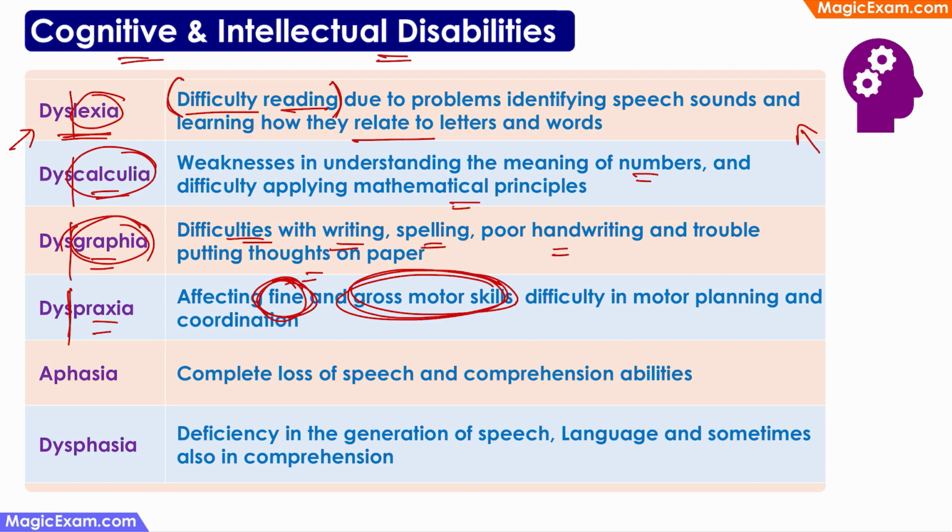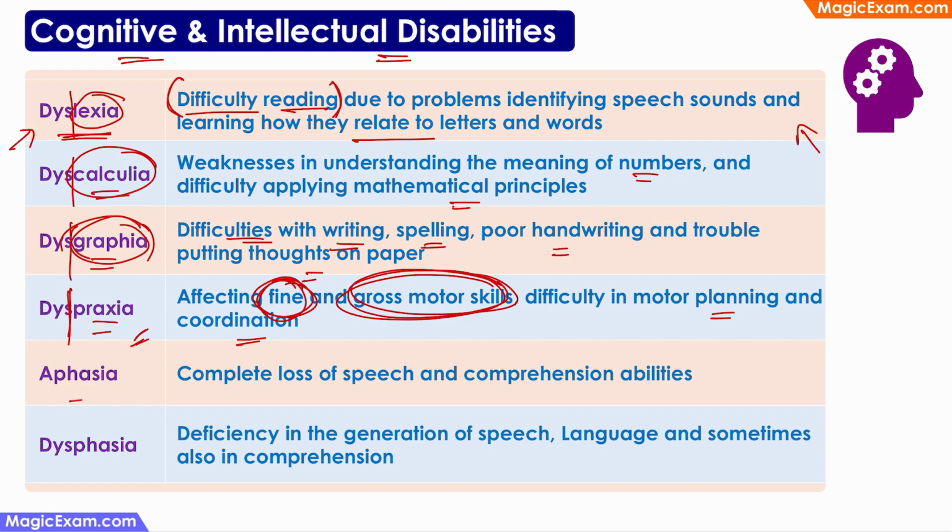Or the child may have difficulty in planning and coordinating, that is eye-hand coordination. For example, if you throw a ball at a child who has dyspraxia, then the child might not be able to catch a simple throw, right? Whereas other children are able to. So that is because of the lack of eye-hand coordination. So these are all symptoms of dyspraxia.